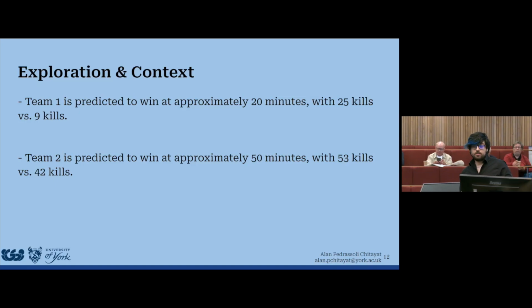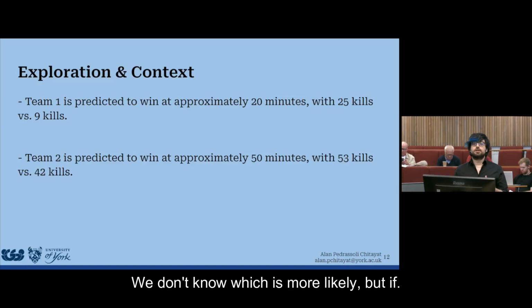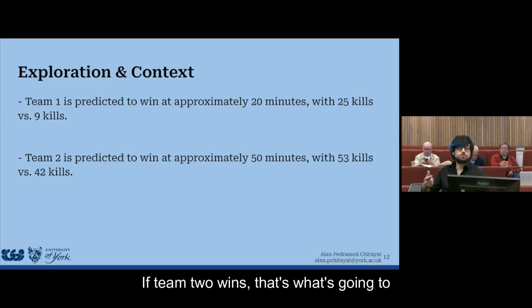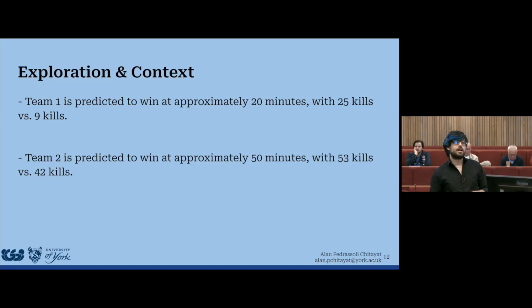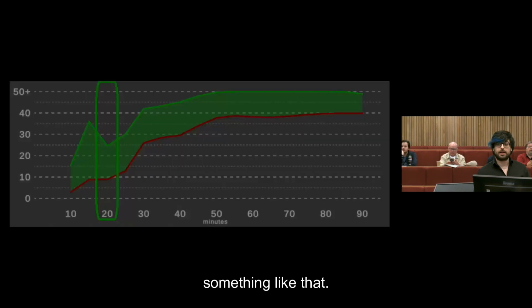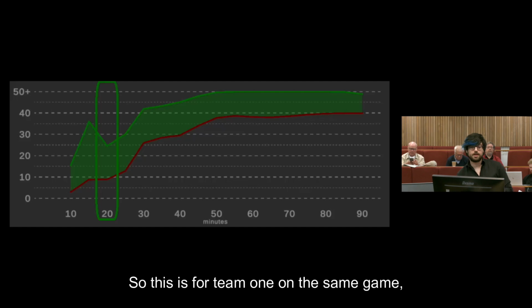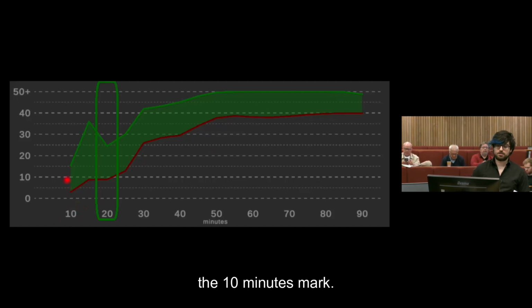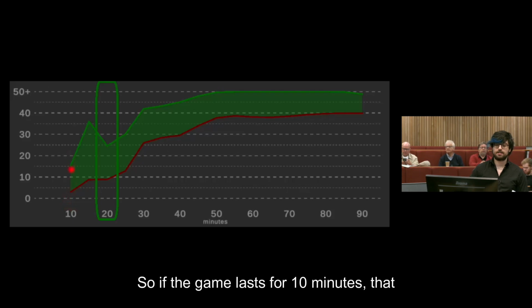So they are read independently. We don't know which is more likely, but if team 1 wins, that's what's going to happen. If team 2 wins, that's what's going to happen. And we can present that in a more explorative way, even further, so we can do something like that. So this is for team 1 on the same game. We can see at the 10 minutes mark, so if the game lasts for 10 minutes, that is the score.